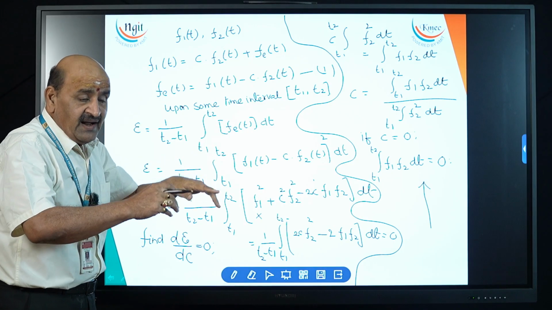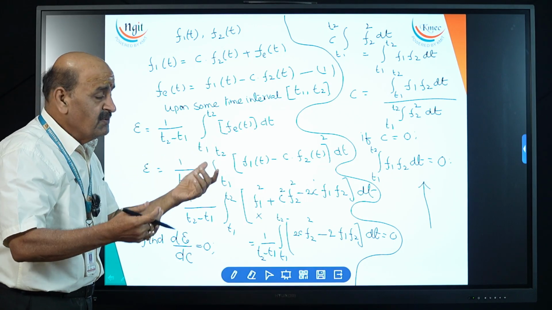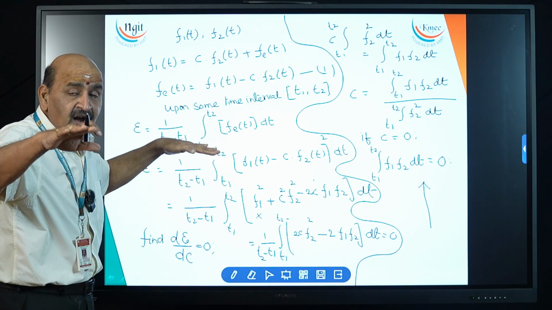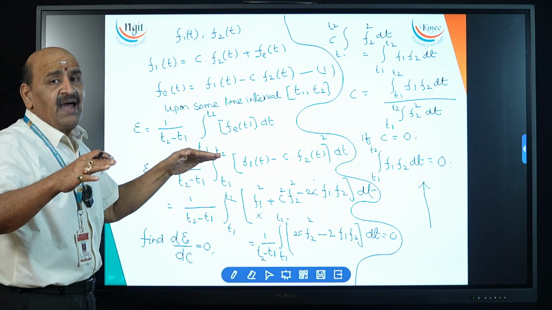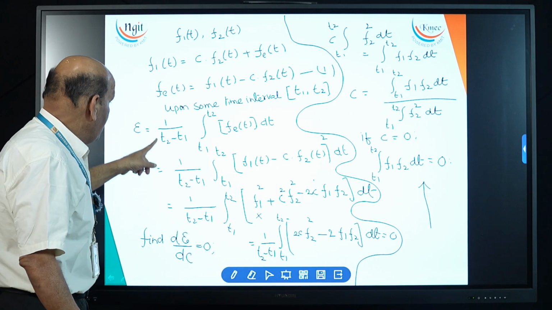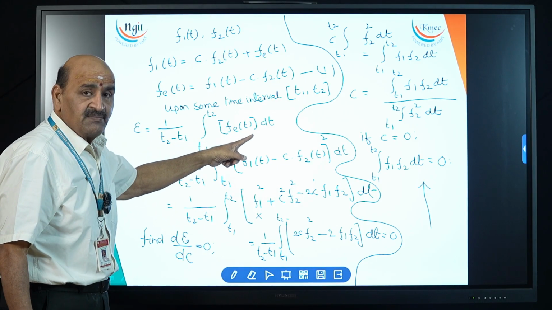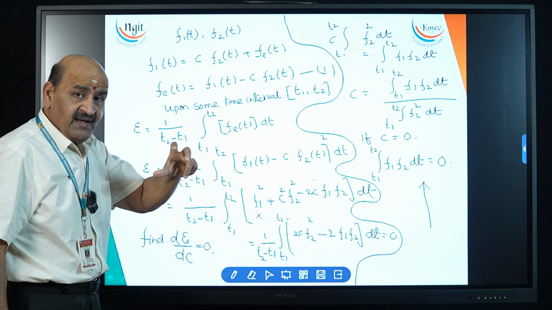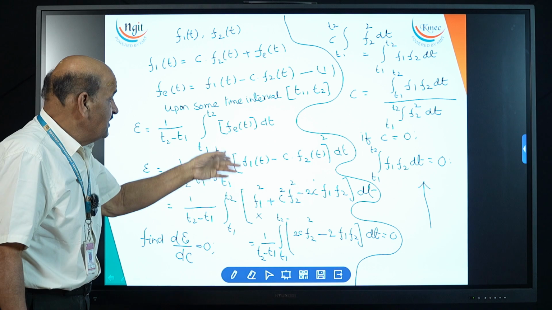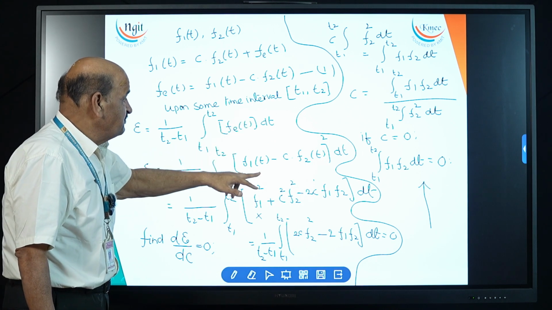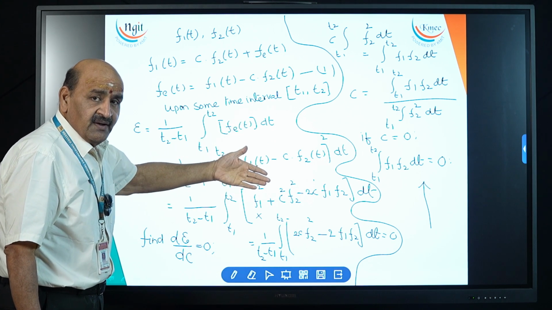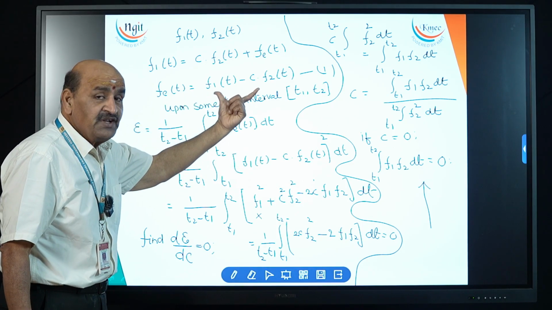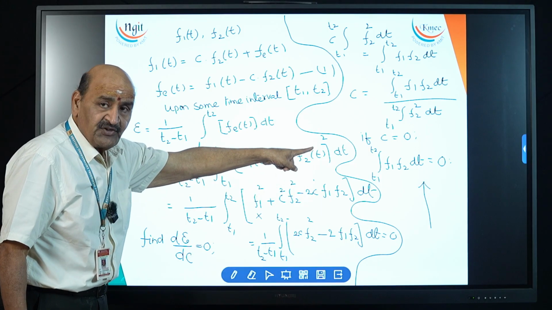To find the error throughout the interval, signal means what? The width is from T1 to T2. So overall, on average, the error is 1 by T2 minus T1 times the integral. If E is the error, we use E square, so that the error is less than E. That's why for that purpose we squared it. What are we squaring? The error. What is the error representing? We use this expression in place of it.